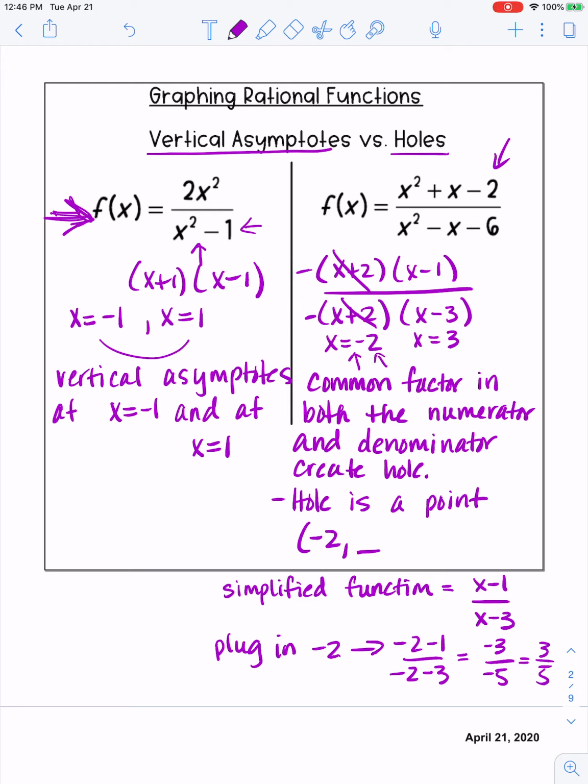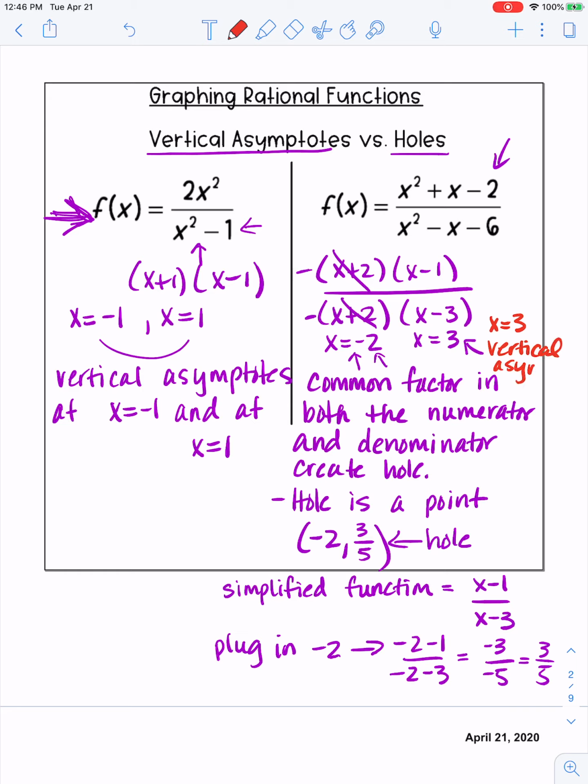So the y coordinate of my hole is 3/5. So this is my hole. And at that point, my function is not defined. And I also still have this that I have to deal with. This, x equals 3, I'm going to change the color here. X equals 3 is a vertical asymptote. So I can't forget about that.